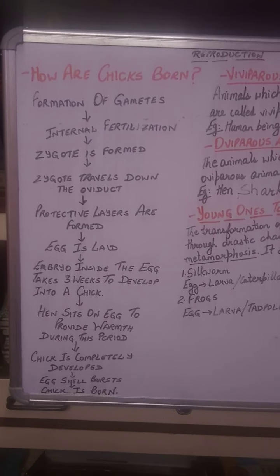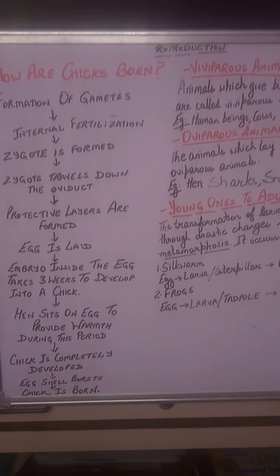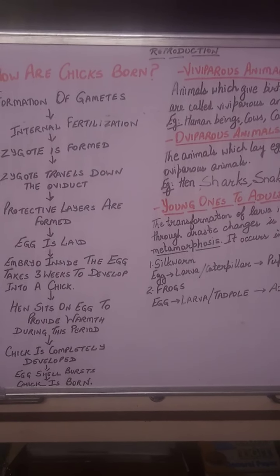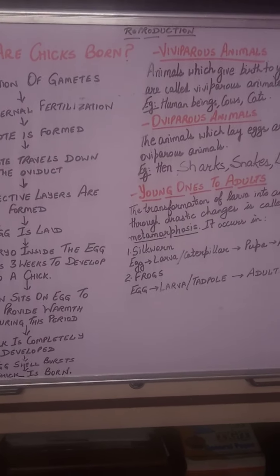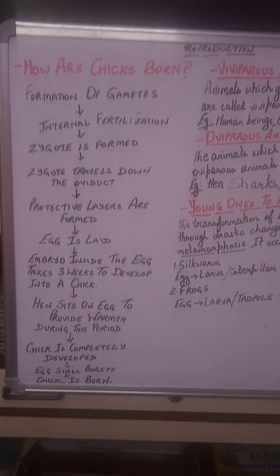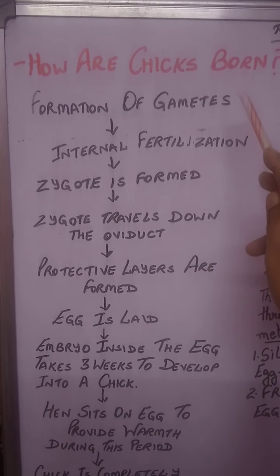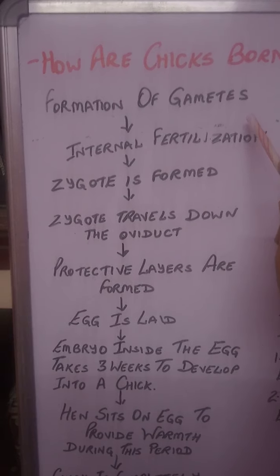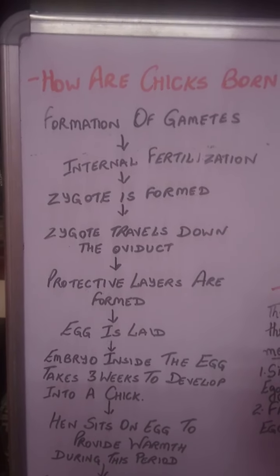Reproduction in animals. We have studied about the reproduction in human beings. Today we are going to study about the process of reproduction in the case of hens. So how are chicks born? First of all, their initial process is formation of gametes. The male will produce the male gamete whereas the female will produce the female gamete.